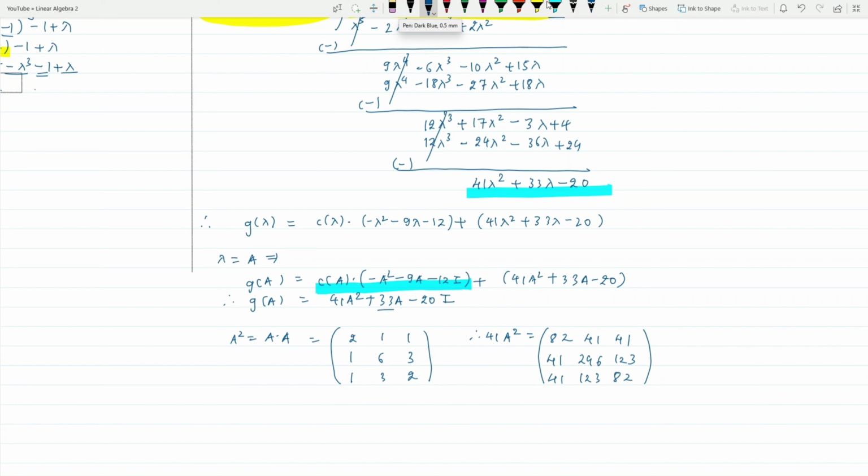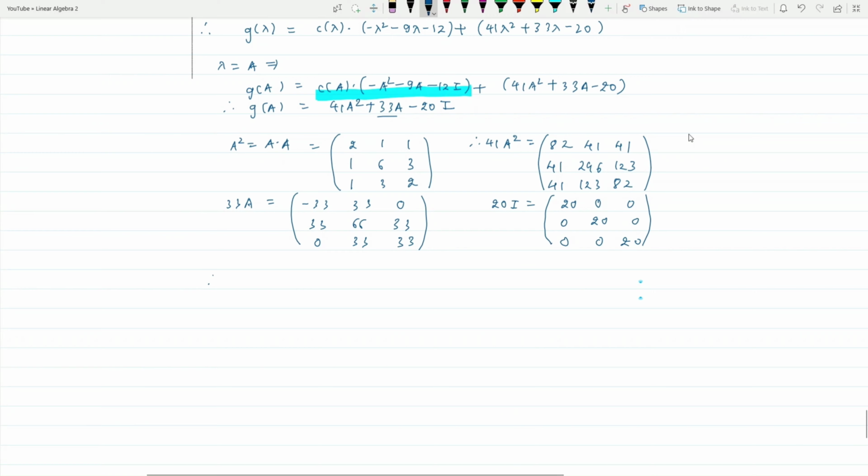Then next we need 33A. So 33A is going to be minus 33, 33, 0, 33, 66, 33, 0, 33 and 33. And lastly we need 20I. So 20I is going to be 20 on the diagonal and non-diagonal entries 0.